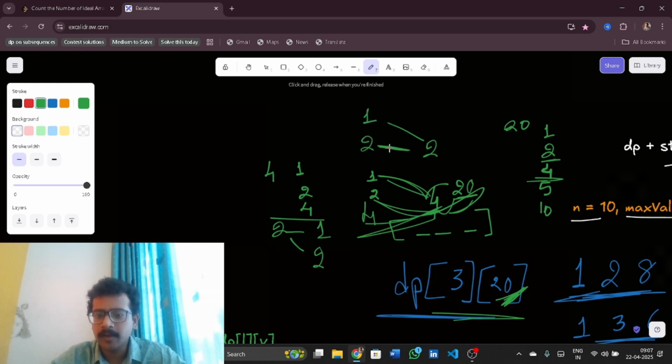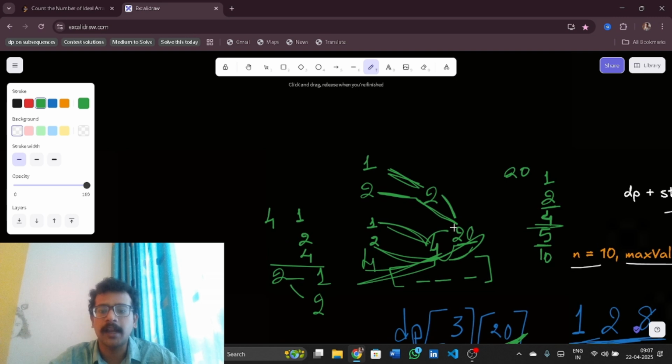What I'm taking here is the previous one every time. If you didn't hear that, I am taking the previous one every time. That's why I am using the DP. That's why I am doing the DP, right? 1, 2, 20 is a valid one. 2, 2 and 20 is a valid one.